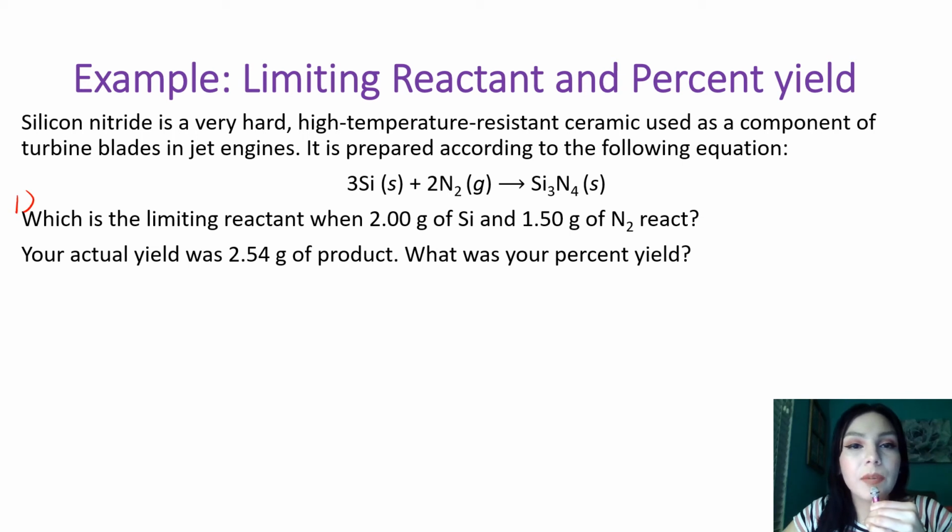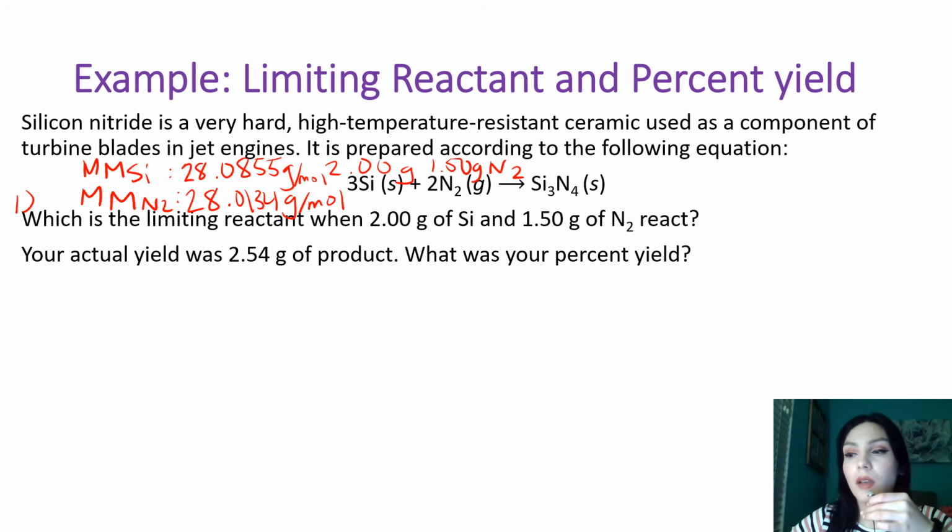What is the limiting reactant when we have 2 grams of silicon reacting with 1.5 grams of N2? So first and foremost, let's get this out of the way. What is the molar mass of silicon? And then what is the molar mass of N2? So I got the molar masses, and now I can go ahead and get started. From there, I'm going to first convert these masses to moles, and then we're going to use the stoichiometric factors to get to the amount of product. So I'm going to set these up.